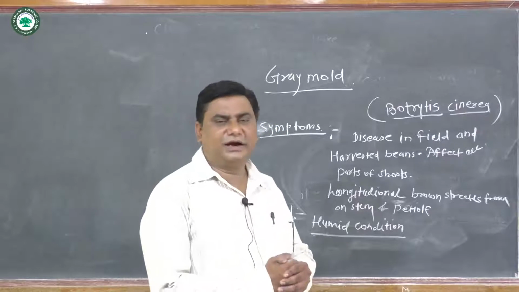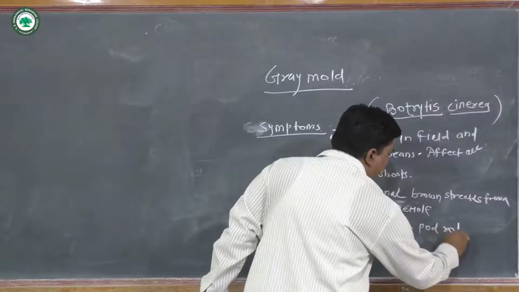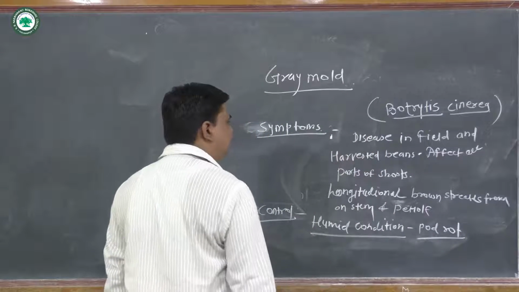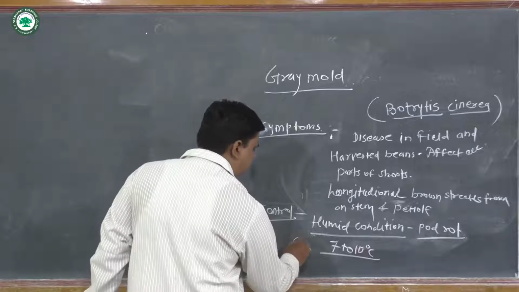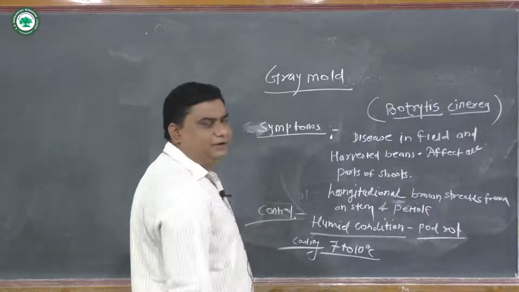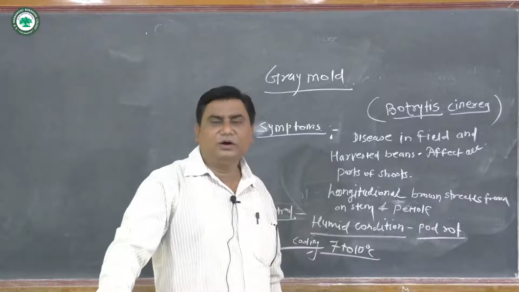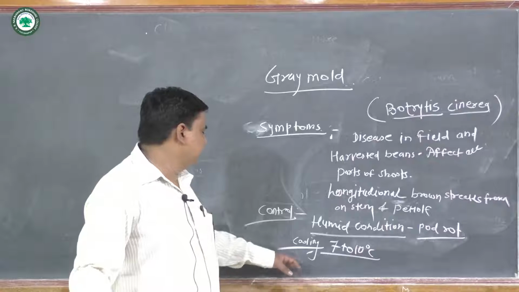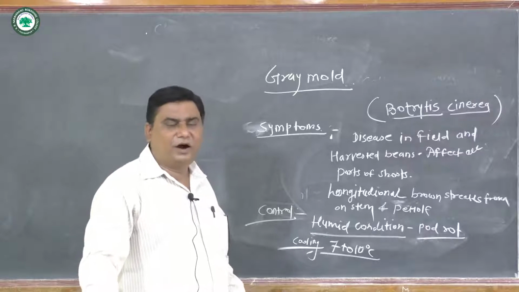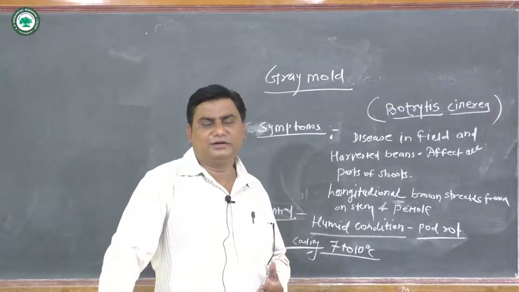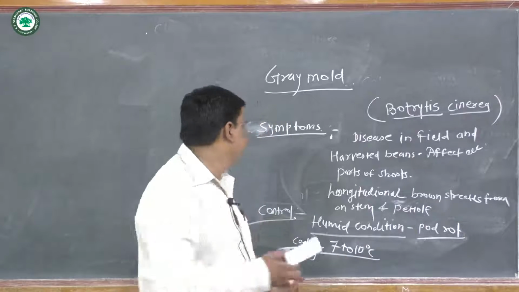Another control measure is that pod rot is controlled by cooling the pods to 7 to 10 degrees Celsius, or placing the pods at a temperature of 7 to 10 degrees Celsius. So we can avoid pod rot. Another management practice is the use of disease resistant varieties.